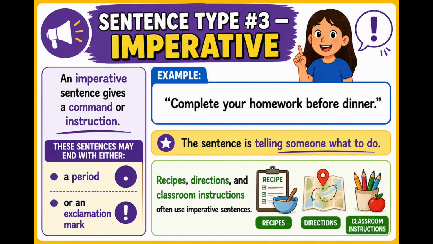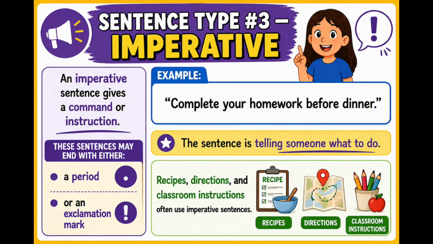Our next sentence type is imperative. An imperative sentence gives a command or instruction. These sentences may end either with a period or an exclamation point.